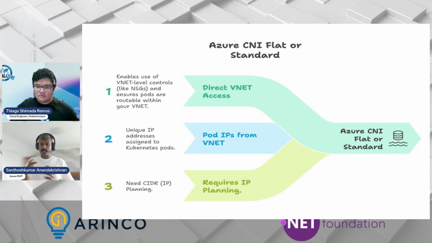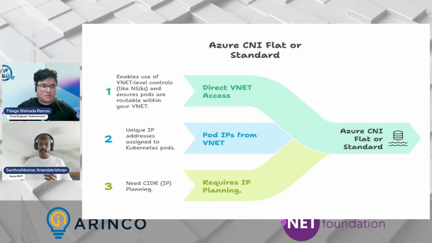If you don't want to have some kind of NAT and overlay networking, then this is the best to go with. But again, a word of caution, you need a larger CIDR for this. The second option within this is Azure CNI node subnet, which is kind of a legacy and not the best practice and recommended way to go forward.